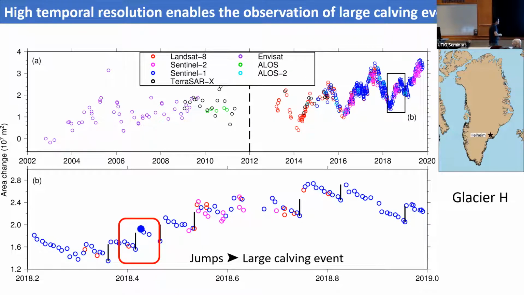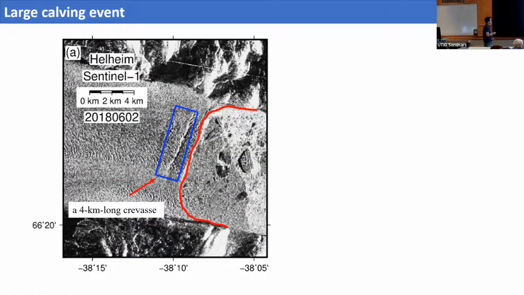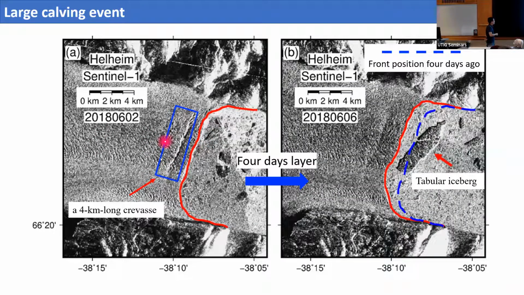And I will show you what happens over here. Before the large calving event, there is a 4 kilometer long crevasse. And after 4 days, this one broke and had a large calving event, generating this tabular iceberg over here. Because we have the high temporal resolution, from the time series of terminus variation, we can directly observe this type of behavior.